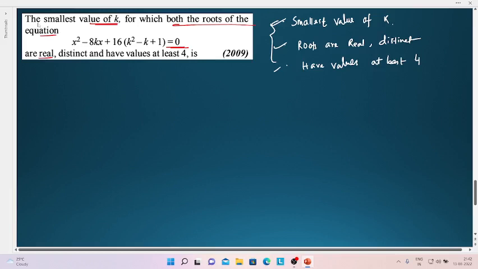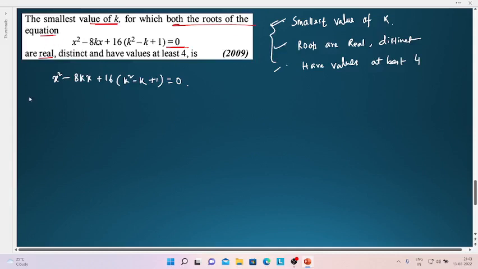So basically we have to find out the smallest value of k for which both the roots of the quadratic equation, which is x square minus 8kx plus 16 times k square minus k plus 1 equals 0, are real, distinct and have values at least 4, right? So this is also a kind of lengthy question, but let me try. The given quadratic equation is x square minus 8kx, right, plus 16 times k square minus k plus 1, which is equals to 0, right?